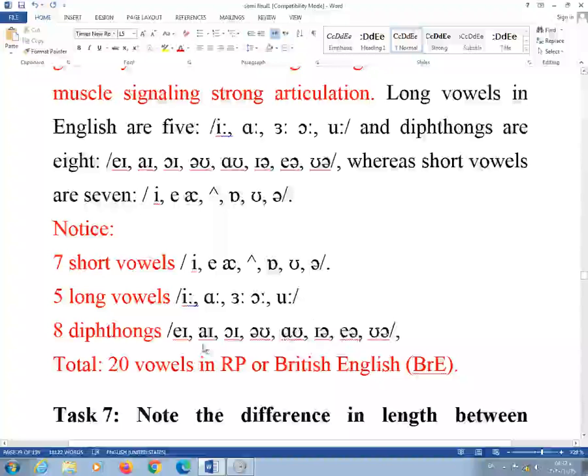Okay, so what is the total number of vowels in received pronunciation or in British English in general? It's 20, divided as follows: 7 short, 5 long vowels, and then we have 8 diphthongs. 7, 5, 8.